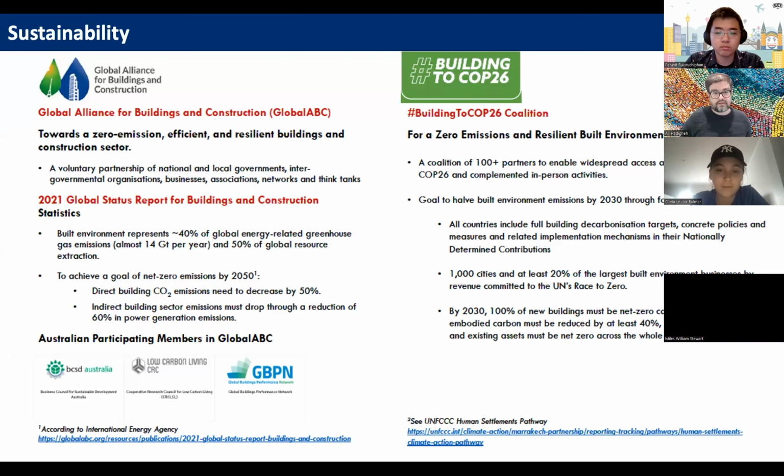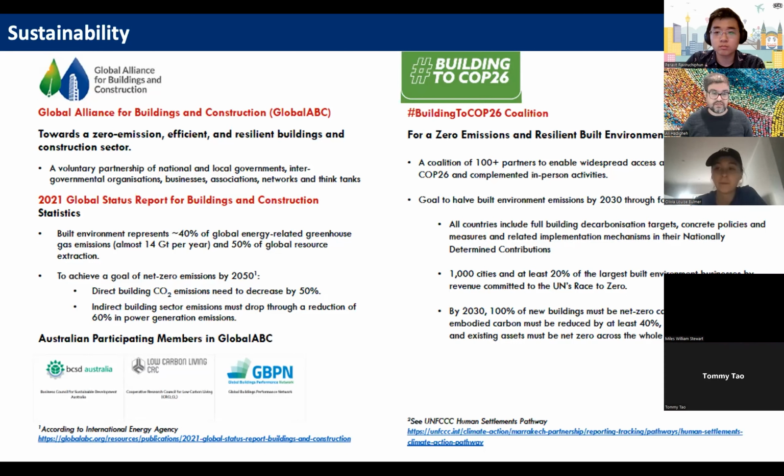It is estimated that around 40% of global energy-related greenhouse gas emission is produced by built environments. So to achieve the goal of net zero emission by 2050, direct building CO2 emissions need to decrease by roughly 50%, and indirect building sector emissions must drop by around 60% in power generation emissions. These highlight the importance and key role of sustainable and resilient infrastructures in achieving the net zero target.